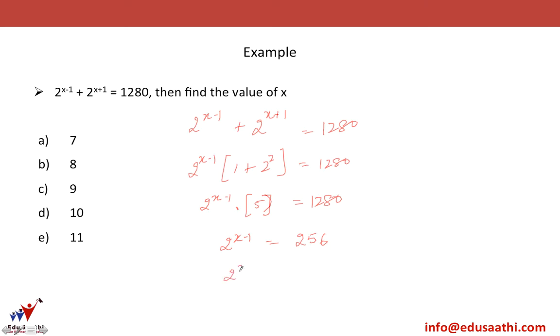So I'll have 2 raised to power x minus 1 is equal to 2 raised to power 8, which is 256. We've already discussed this identity. Since the base is same, the powers must be same. So x minus 1 is equal to 8 or x is equal to 9. So the correct answer option here is the C part.